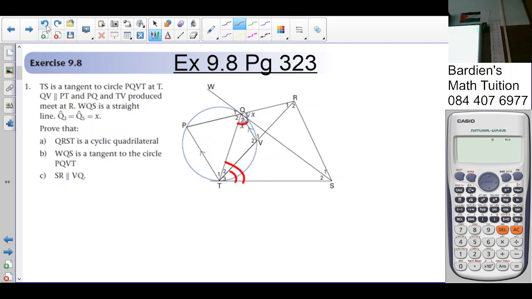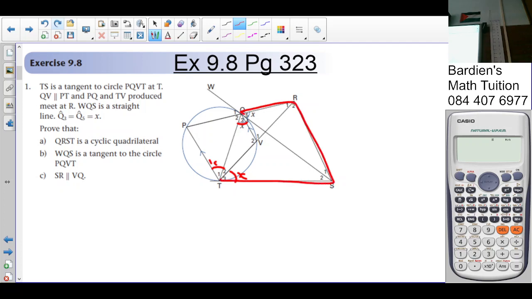Then we are told that VQ is parallel to PT. People, if lines are parallel, what do we know? Alternate angles are equal. So that is also equal. Not so? Then we are told that PQ and VT produced meet at R. Alright? Then we are told that WQS is a straight line. Q3 is equal to Q5 is equal to x. So all these markings here are also x. Not so?